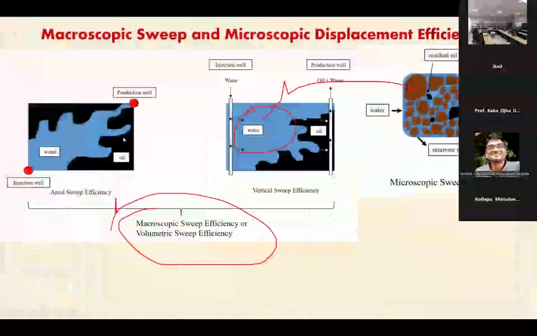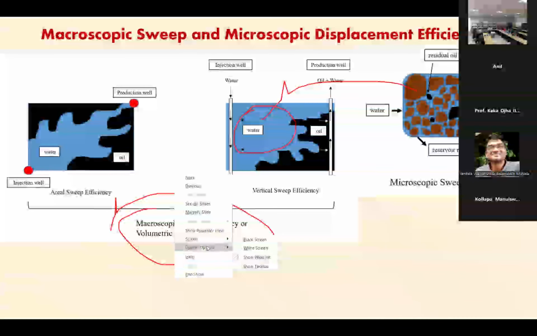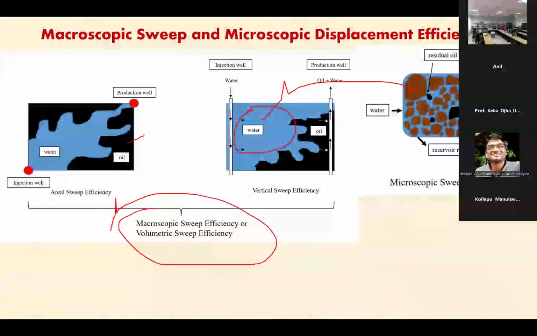this particular figure shows the macroscopic sweep efficiency, both in the vertical direction and horizontal direction. So here it is the vertical direction. This is the horizontal, this is the aerial direction, and this is the vertical direction. So we can get the macroscopic sweep efficiency or volumetric sweep efficiency. And say, for example, this particular area is already swept.